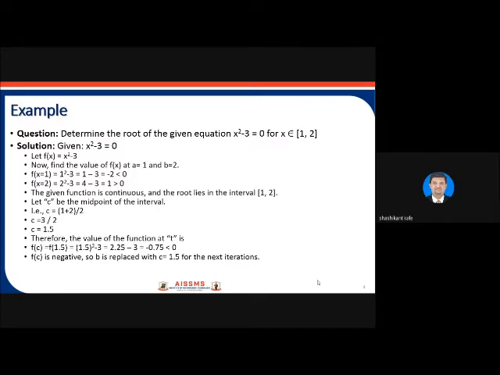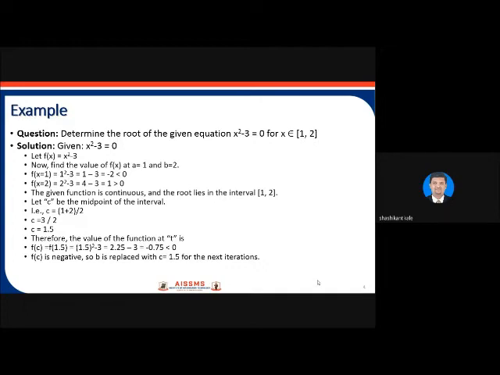So the first step: f of x is equal to x square minus 3. Find the values of f of a and f of b, where a is 1 and b is 2. f of 1, which is f of a, is equal to minus 2, which is less than 0. That is the negative side root. And f of 2 is equal to 1, which is greater than 0, that means this is the positive end root. f of x equal to 0 gives the actual roots.